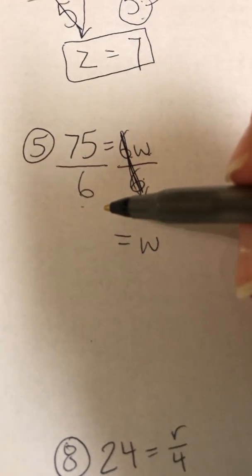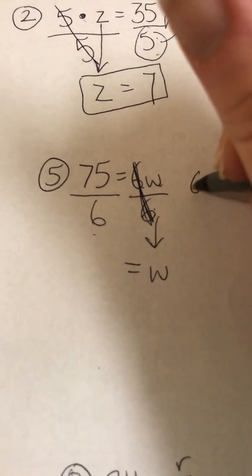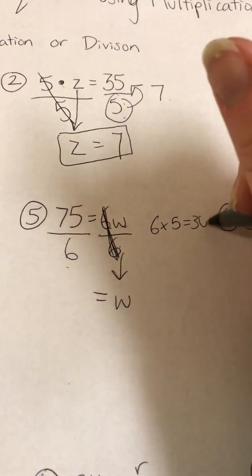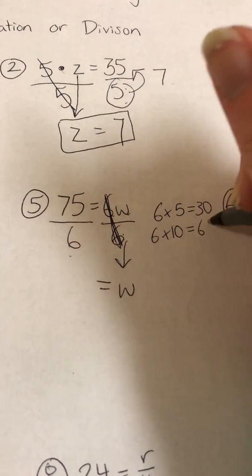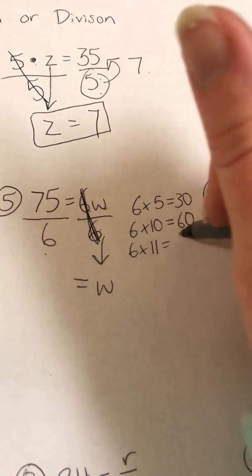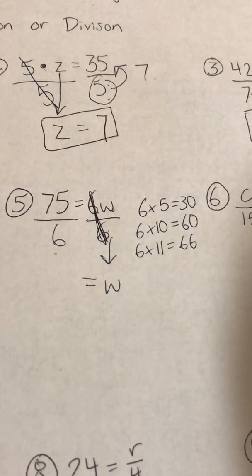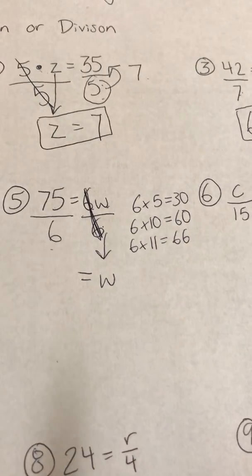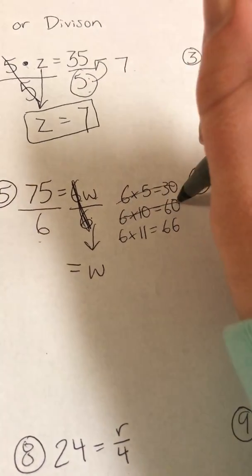All right? So let's think about it. We know that 6 times 5 equals 30. We know that 6 times 10 equals 60. We know that 6 times 11 equals 66. These are just easy multiplication problems that we already know off the top of our head, right? So this is about as close as we got. 6 times 11 equals 66. All right, so we know we're close. We obviously know it's not 6 times 5 or 6 times 10.